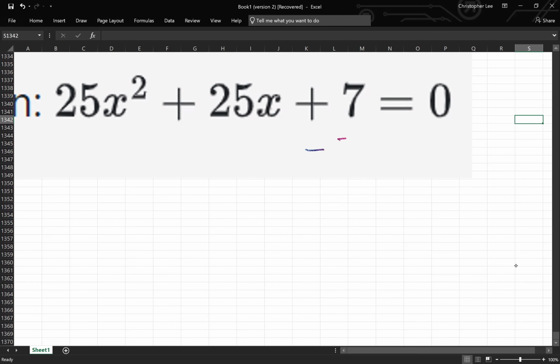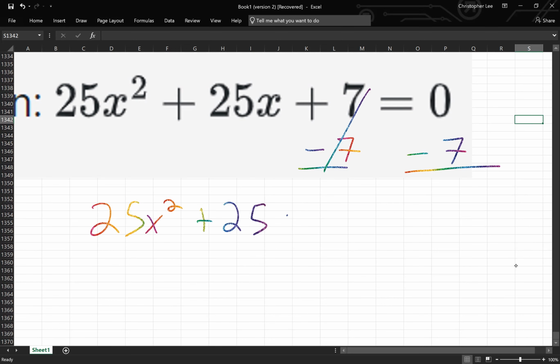So we're gonna subtract 7 over here. What I do to one side, I gotta do to the other. So now I got 25x squared plus 25x is equal to -7. And what do I do after that? Before that. So we're completing the square.